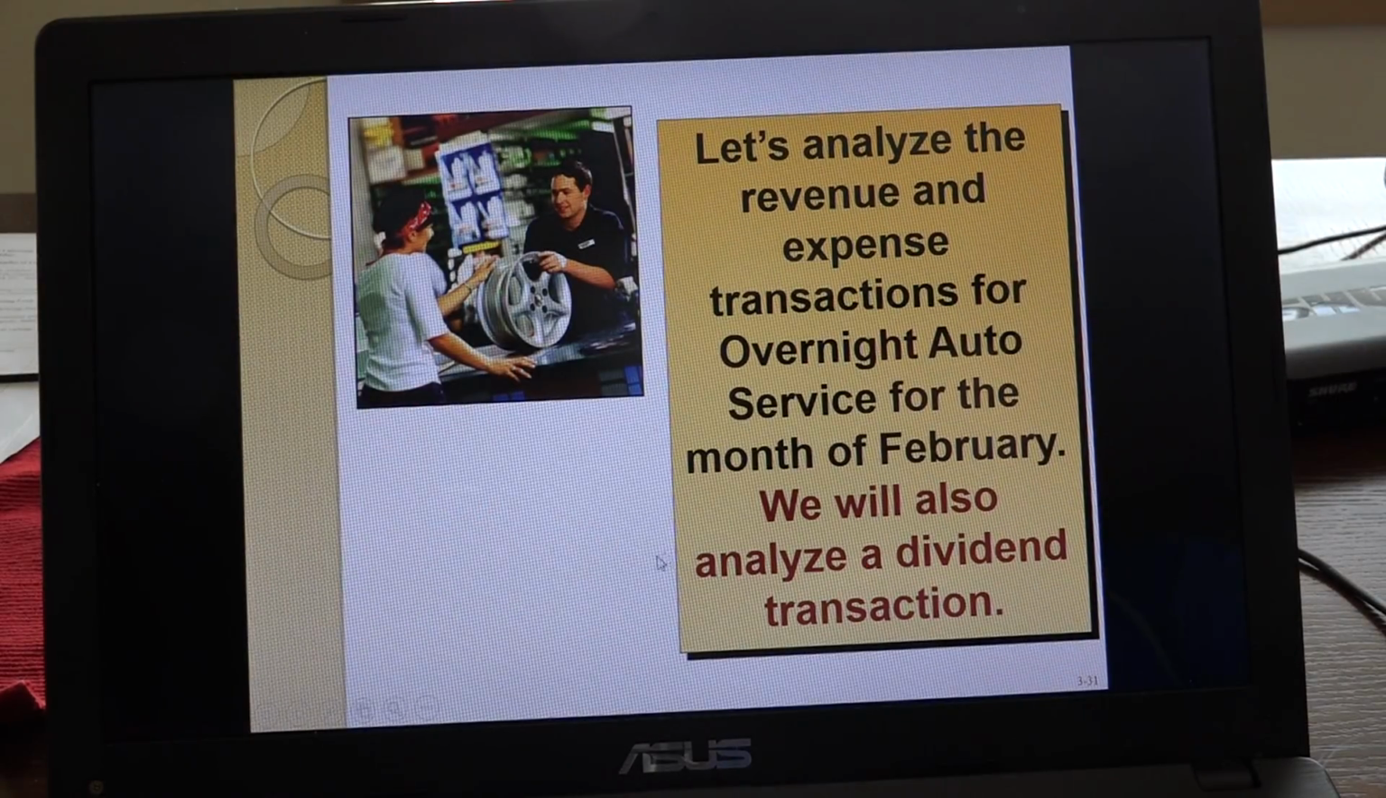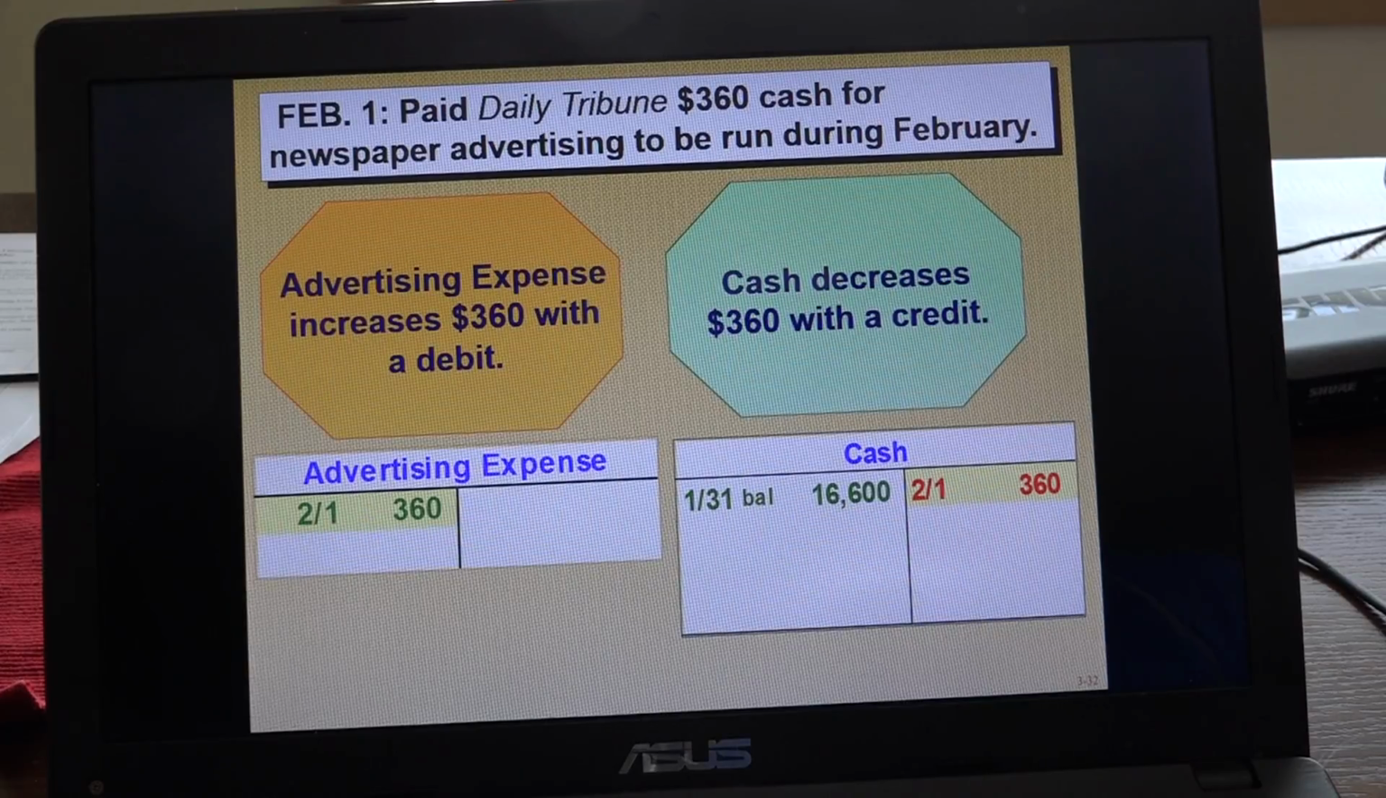So they want to look at some revenue and expense transactions for the month of February. We'll do this fairly quick because by this time you should have some familiarity with the process of analyzing and so forth. All right, so we pay Daily Tribune $360 cash for newspaper advertising to be run during February. We do that on February 1st. So we debit advertising expense and we credit or decrease our cash by $360.